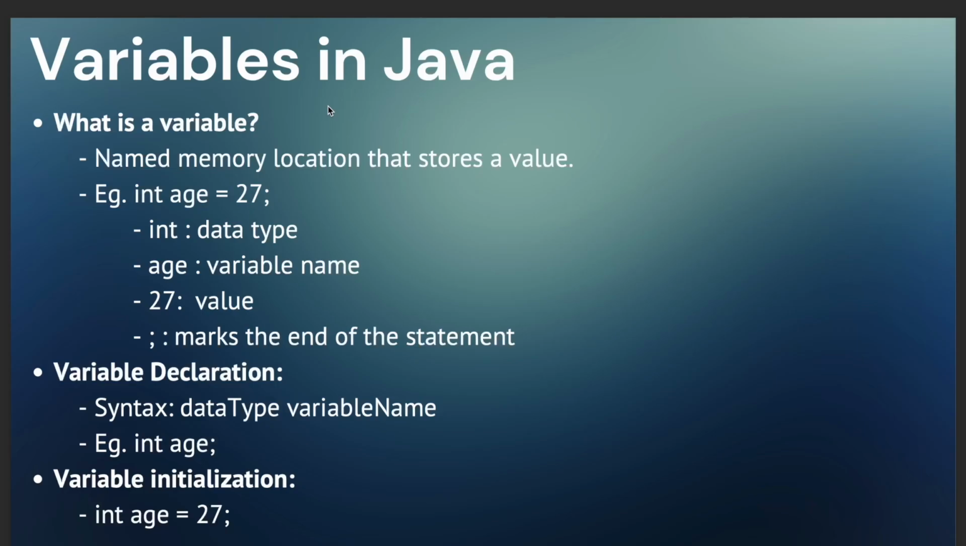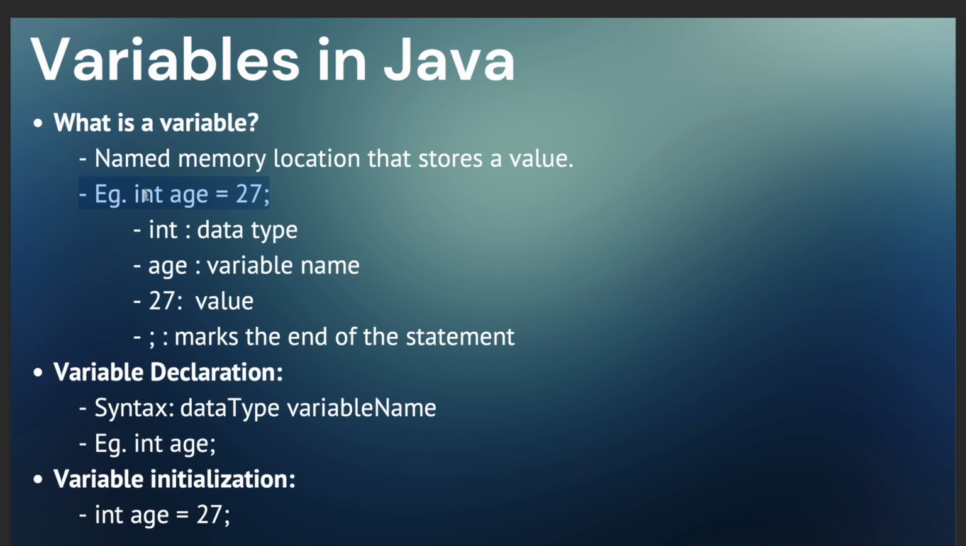Now let's understand what a variable actually is. A variable is a named storage location in memory used to hold data while a program is running. It has a specific type, a unique name, and a value. Here is a simple example: int age = 27.